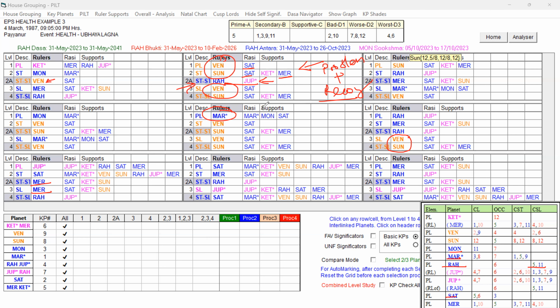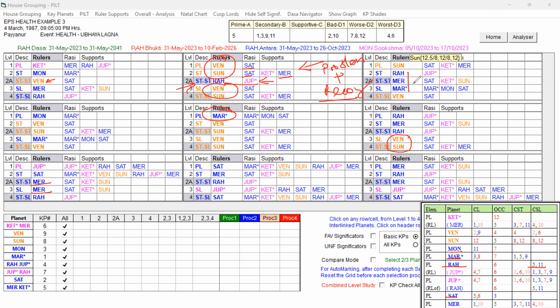That Antara Lord should support the recovery. It should have the key planets of the recovery, favorable key planets, which are ruling in the Buddhi Lord, playing a role in the Antara. In that case, which planets are the favorable key planets of the Buddhi Lord? Rahu, Saturn, and Mercury. You can see Rahu and Mercury are playing a role.